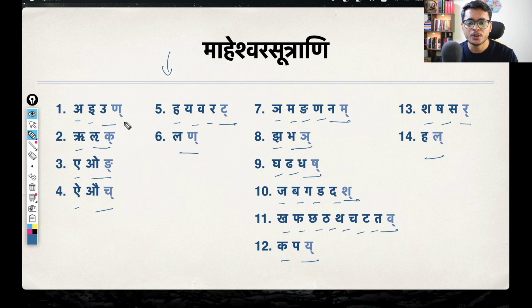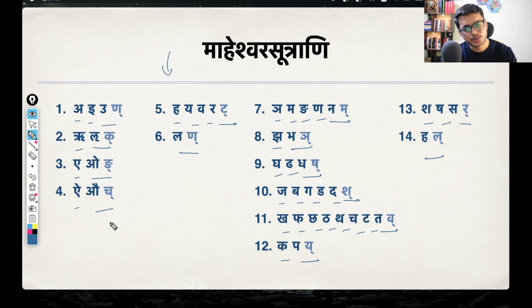Okay. A, I, un, rilik, eong, ayouch, hayavarat, lan, yamangananam, jhabhanya, ghadadash, jabagadadash, khapachhatata, chatatav, kapai, shashasar, hal.